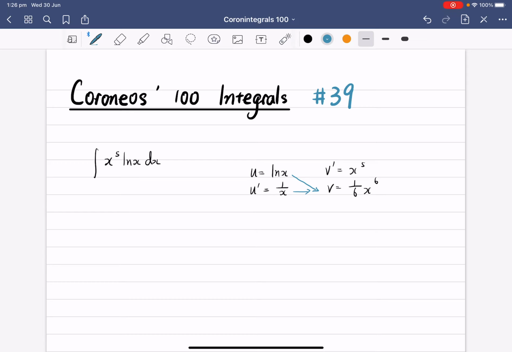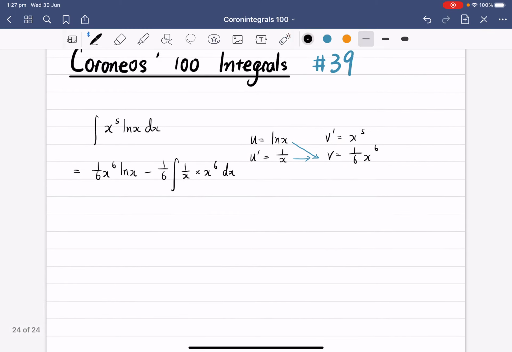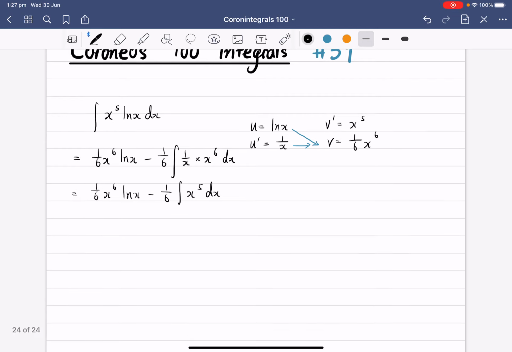That's the formula. So if we just follow the formula, that gives us 1 over 6 x to the power 6 ln x. That is just the product between these two terms. And then minus 1 over 6 integral, and then 1 over x times x to the power 6 dx. Now this part is just the product between these two terms, the u dash v. So now once you finish that, it should be quite easy to integrate the second part of this expression. So 1 over x times x to the power 6 is x to the power 5, and we should be able to integrate this one really easily.